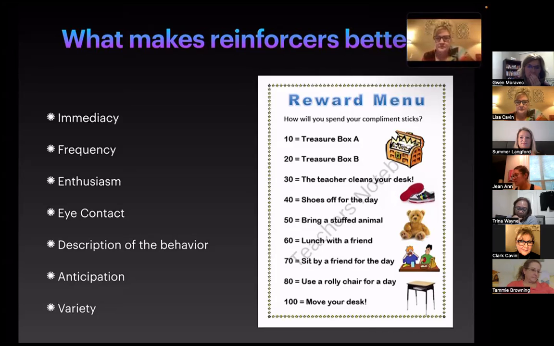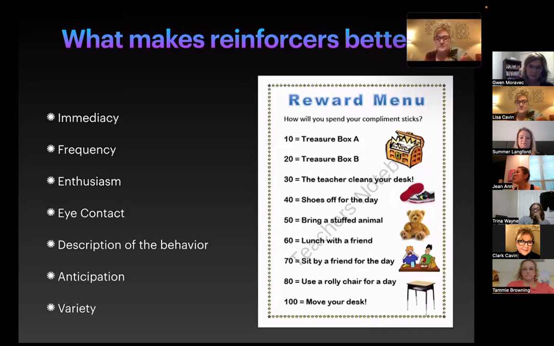Well, this is where a token-based or semi-token-based economy, where you get a menu of rewards, can make a big difference, because they can have the anticipation of, wow, when I earn enough points, I can bring a stuffed animal. Cool. Or wow, for only 10 more points, I could have lunch with one of my friends. For 80 points, I get to use the rolly chair that day. You know, that's awesome. So it's giving them something to anticipate.